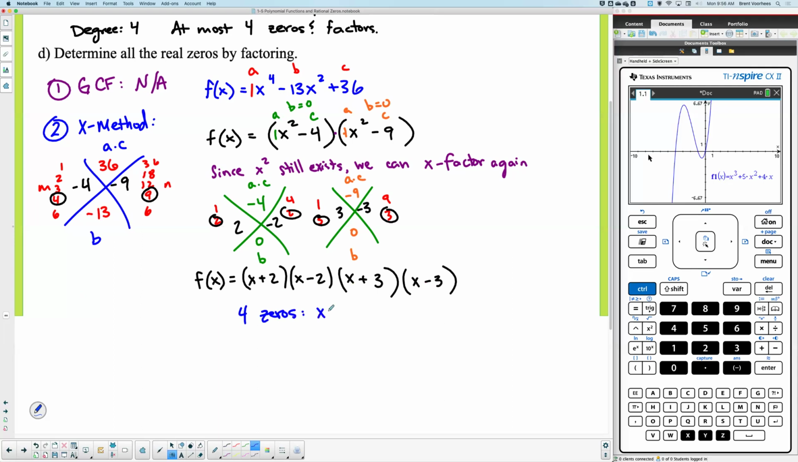And now your x's are liars. So if it says x + 2, what 0 is that? This says x - 2. This says +3. This says -3. That's going to be our solution there.